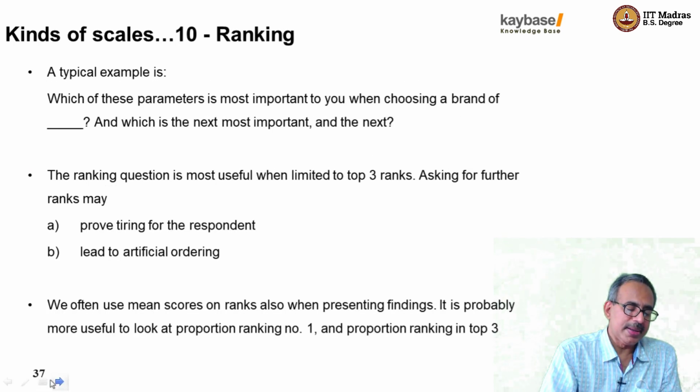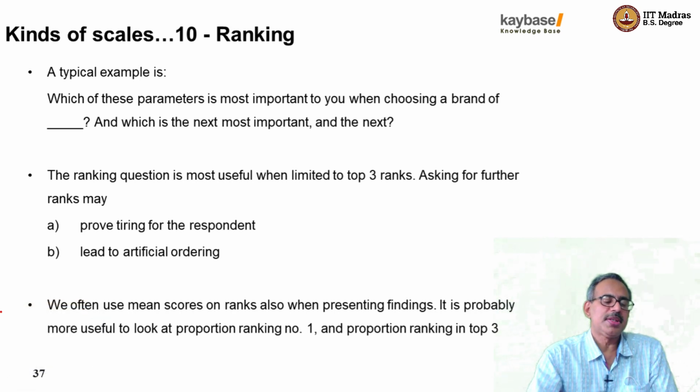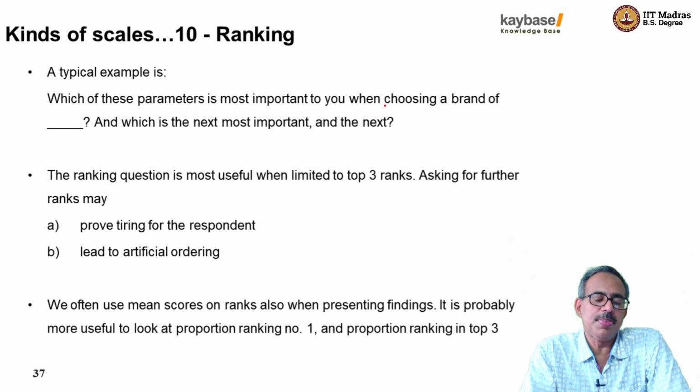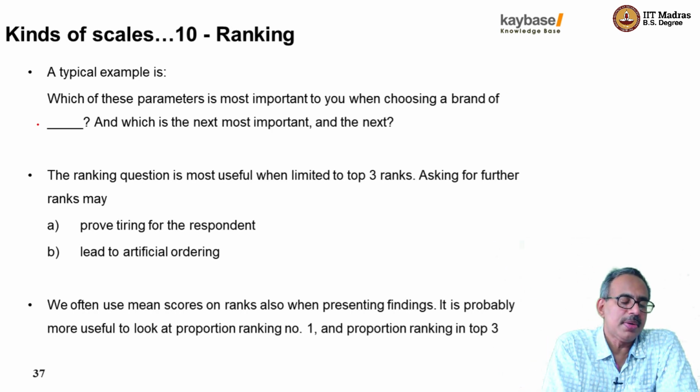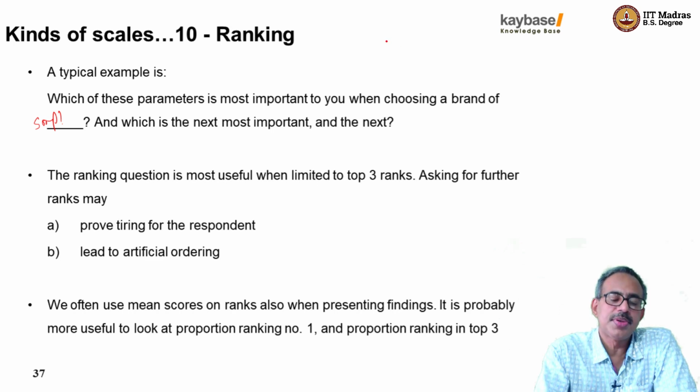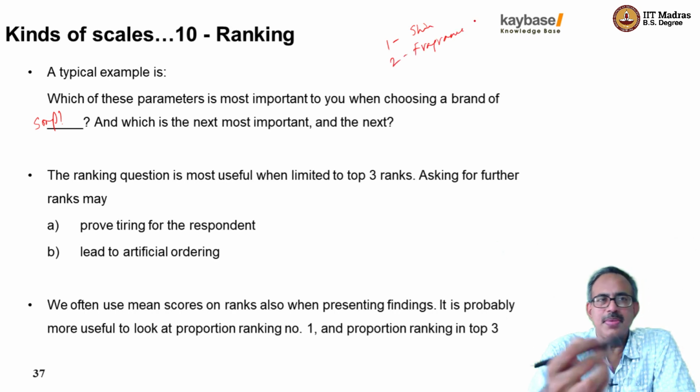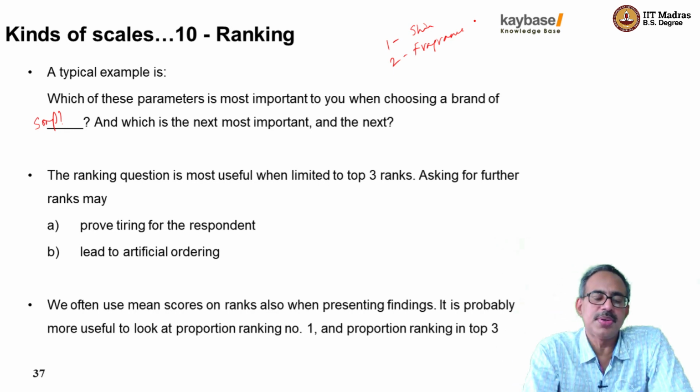Now let's look at ranking scales. A typical example is, which of these parameters is most important to you when choosing a brand of soap. We have already done this example. We have said number 1 is, if I remember correctly, you said soft on skin, and number 2 is fragrance. Or maybe you said the other way around. I don't remember. But you have said that very clearly. So this is the first most important, this is the second most important.